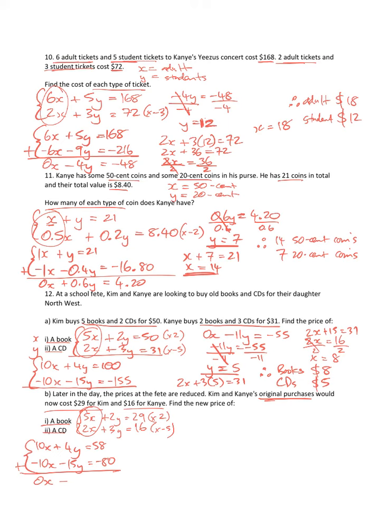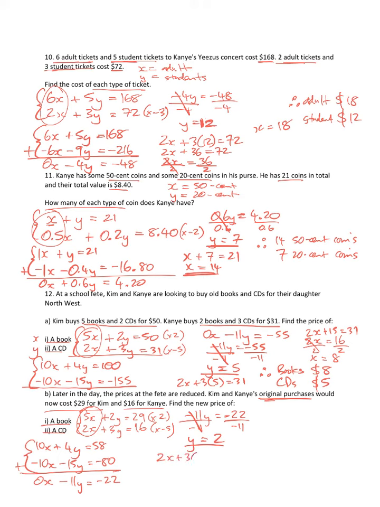Sorry, 4 take 15 is going to be negative 11y's. My bad. Is equal to 58 take 80, negative 22. So what do we have? Negative 11y's is equal to negative 22. Opposite of timesing by negative 11, divide by negative 11 on both sides. Cancels out. Y is going to be negative 22 divided by negative 11. That's straight up 2.